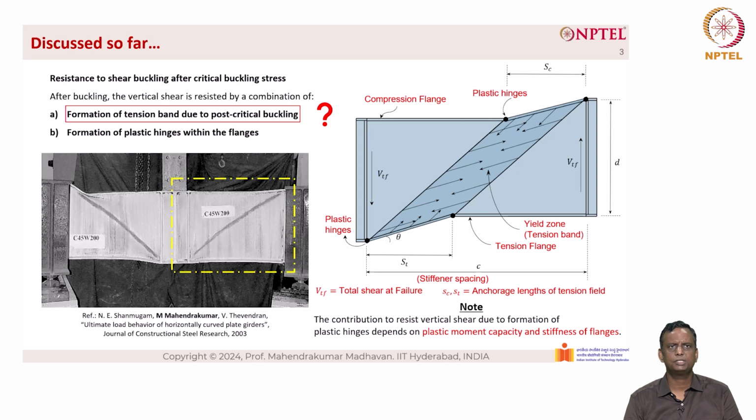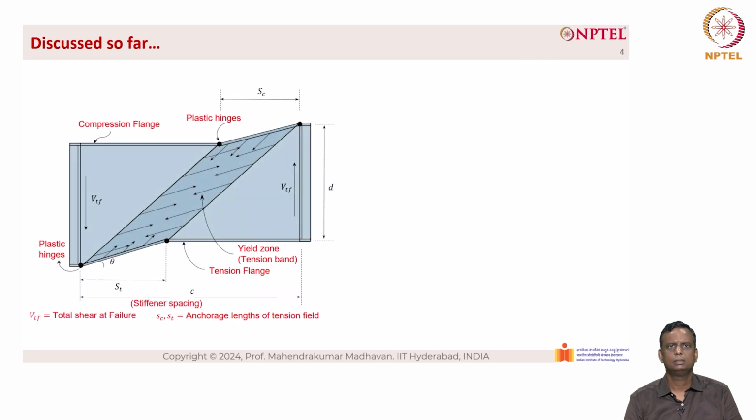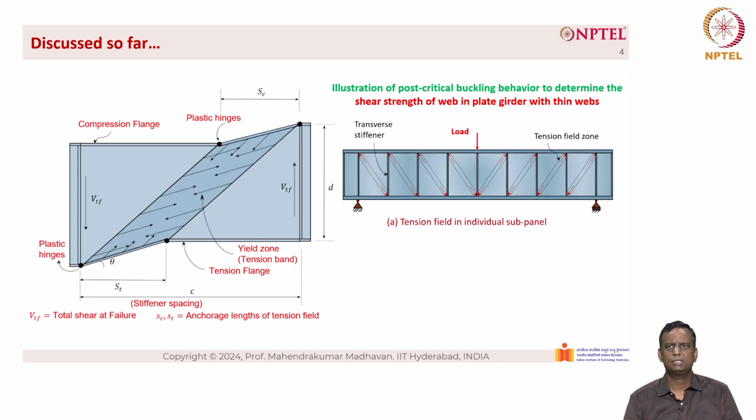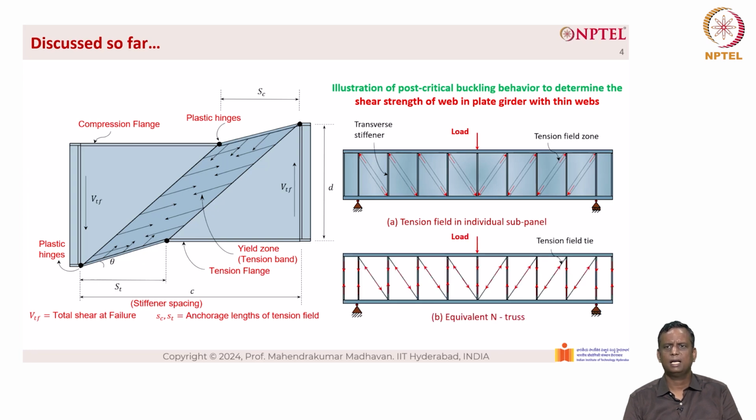Now, how do we estimate the formation of tension band due to post-critical buckling? Let us look at this figure here. The illustration of post-critical buckling to determine the shear strength of web in plate girder with thin webs can be demonstrated by showing the picture here. You can see a girder simply supported and a concentrated load applied at the center, and you can see that there are intermediate transverse stiffeners located approximately equal to the depth of the section, and you can see the formation of tension band. Basically, the tension is forming here. This tension field in individual subpanels can be seen here. This can be idealized as an equivalent truss as you see below. The compressive forces are taken by the end post as well as the intermediate transverse stiffeners that you can see. The diagonal band is basically known as the tension field tie.